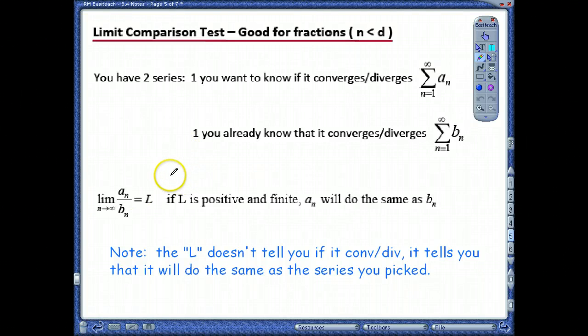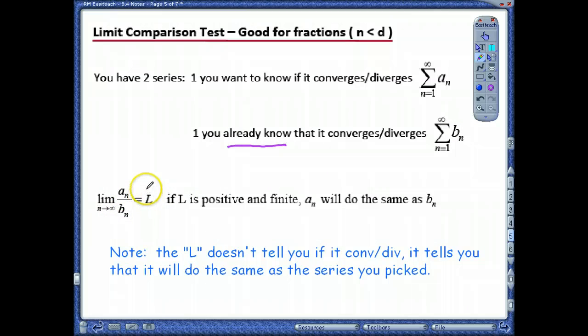And then I'm going to compare it to one that I do not know. Okay, so A sub n is playing the part of the series in question. B is the guy I already know. So B, I already know that guy. I'm going to make that into a fraction, the guy I already know on the bottom.